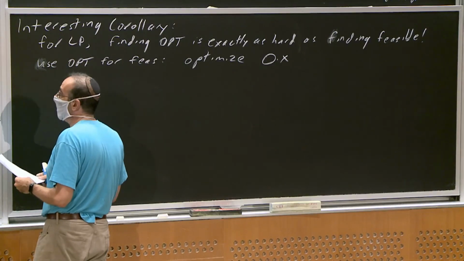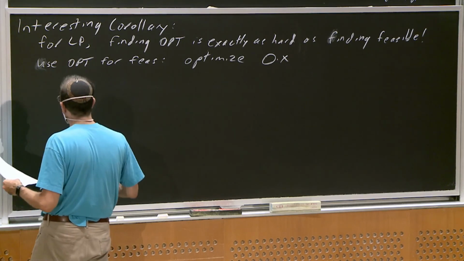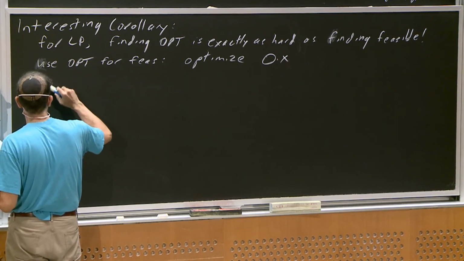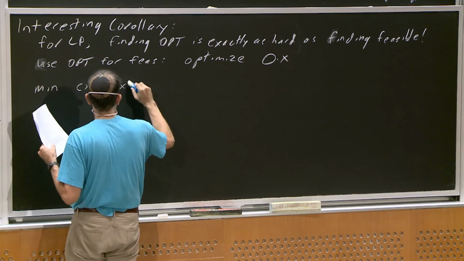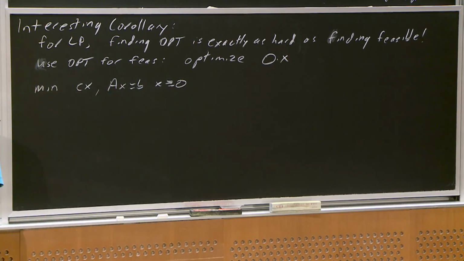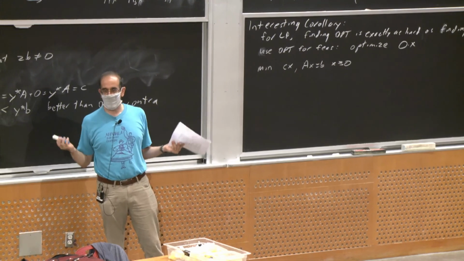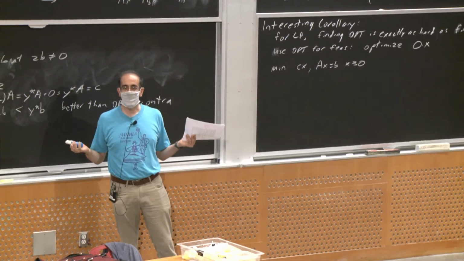So suppose that I'm now going back to my usual formulations. Suppose I have this problem of minimizing cx such that Ax is equal to b and x is greater than or equal to 0. Okay? This is an optimization problem. If I only have a feasibility algorithm, I can't see how to solve it yet.